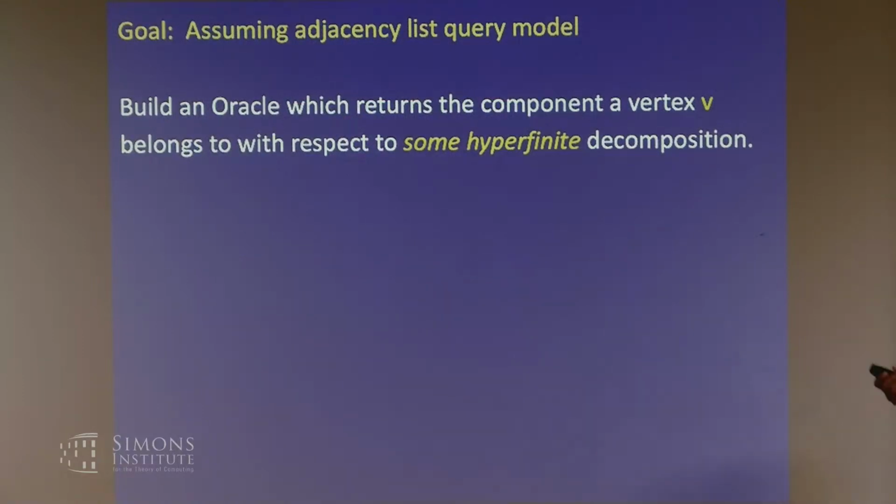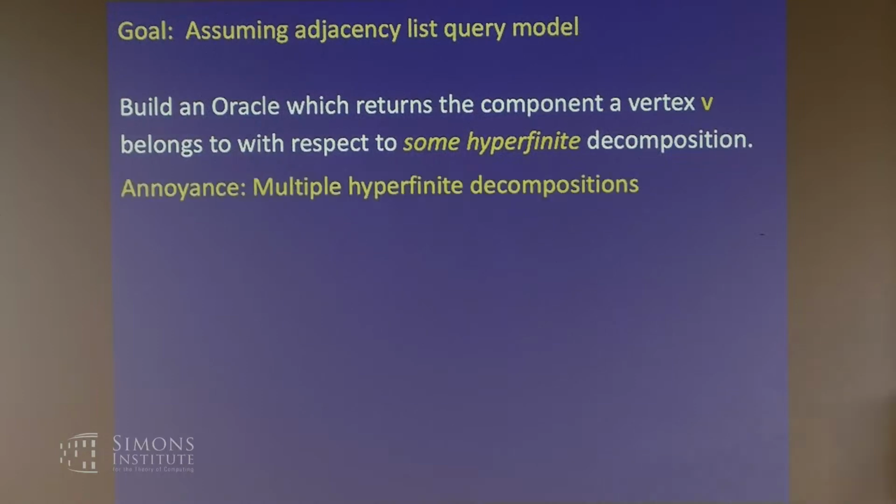My goal is to assume that you have access to the adjacency list query model of your graph. What I'd like to do is build for you an oracle that returns the hyperfinite piece containing the vertex v in time merely polynomial in 1 over epsilon. So I want to find the hyperfinite piece containing the vertex v fast, but there is an annoyance.